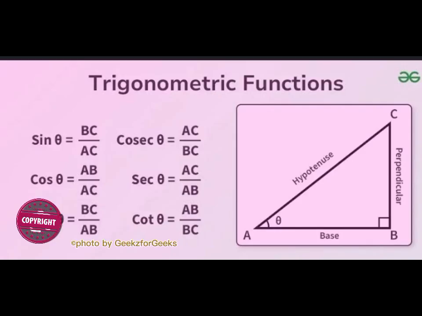To begin, let us recall the 6 fundamental trigonometric functions. So we have sine, cosine, tangent, and their reciprocals. We have the cosecant, the reciprocal of sine, and we have secant, the reciprocal of cosine, and we have cotangent, the reciprocal of tangent. So these are the 6 trigonometric functions.